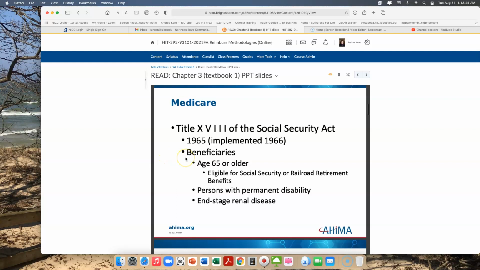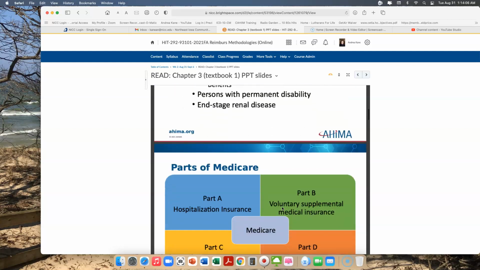This is Title 18 of the Social Security Act. It came into being in 1965, was implemented in 1966. The beneficiaries are those who are age 65 and older, eligible for Social Security or railroad retirement benefits, persons with permanent disability of any age, and those with end-stage renal disease of any age.